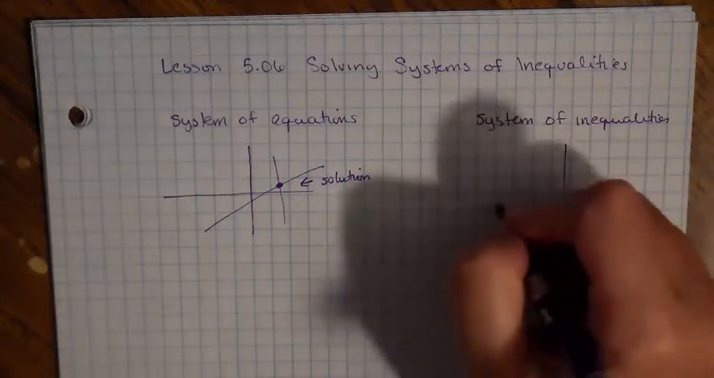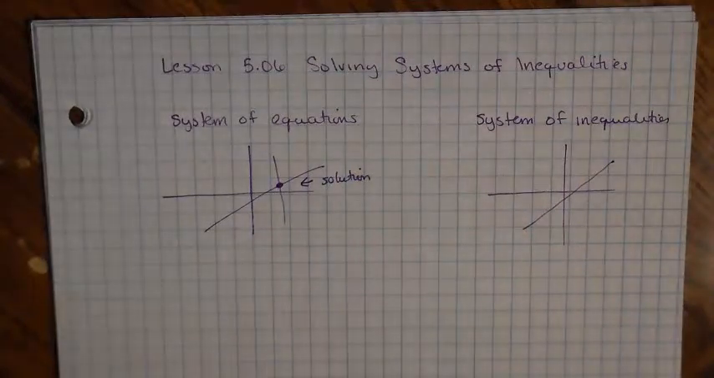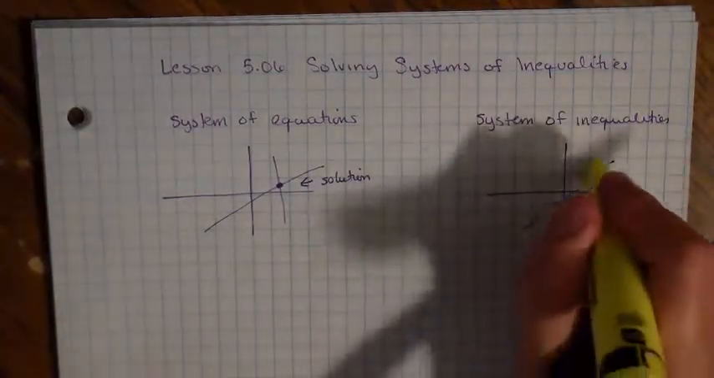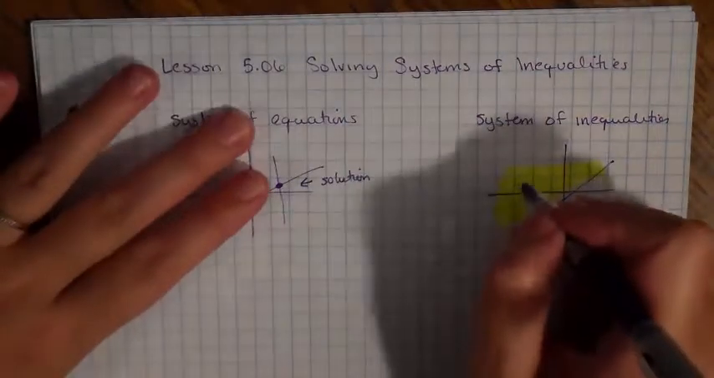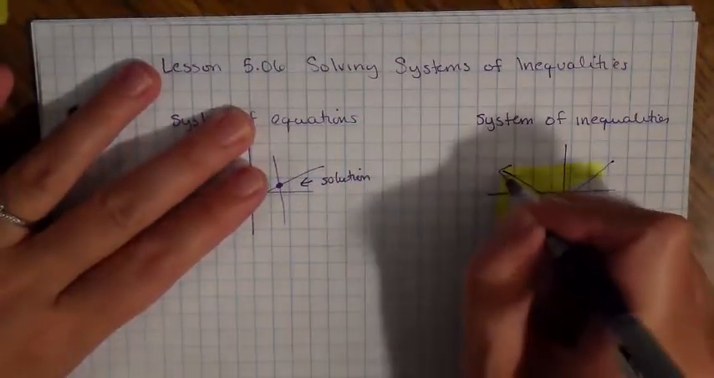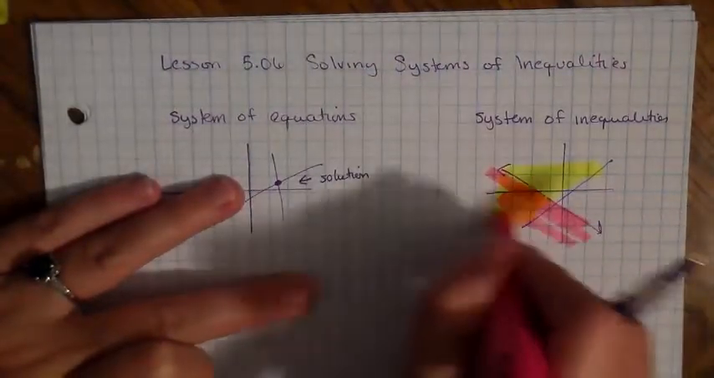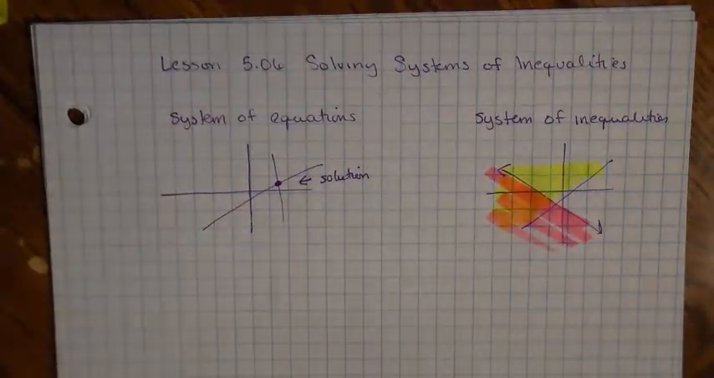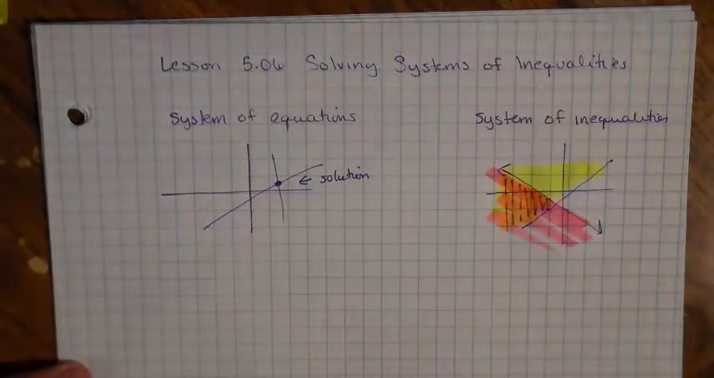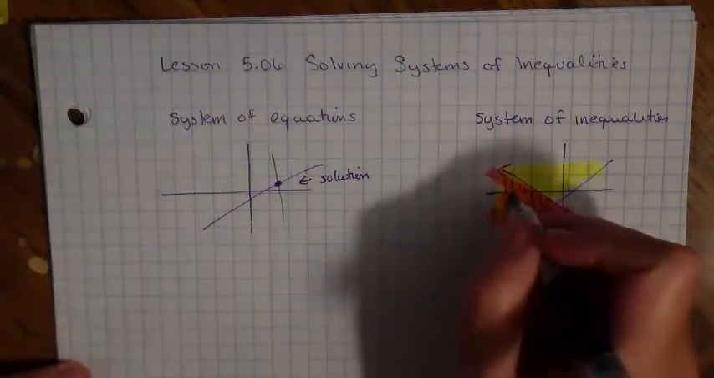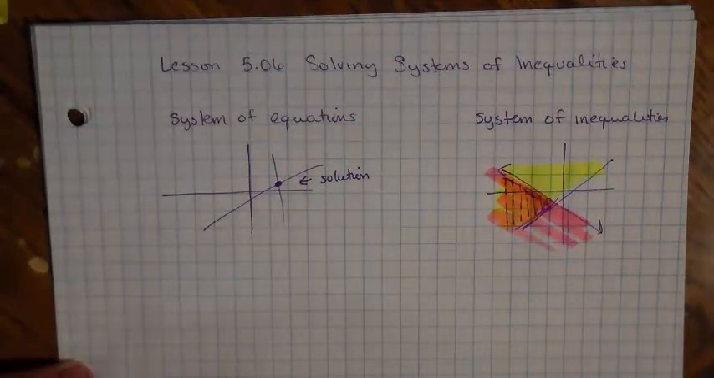when I graph an inequality, I end up with one side of a line that's shaded. If I graph two inequalities on the same coordinate plane, I'll end up with two lines that have shading. And the solution to the system is that region where the shading overlaps. So the solution is where you have double shading.